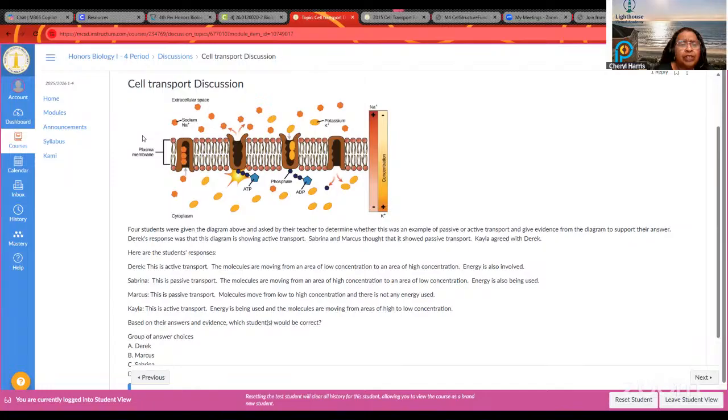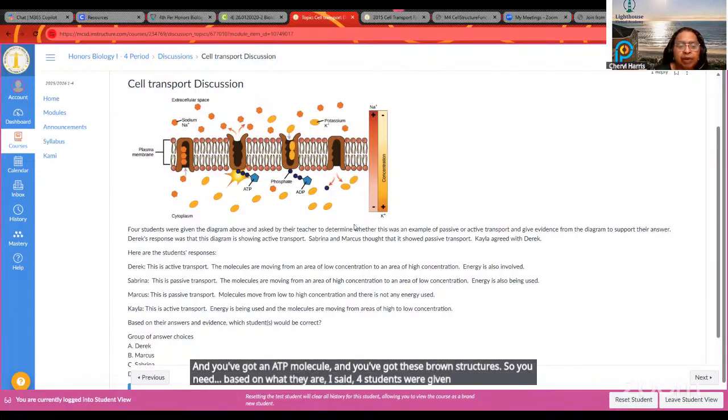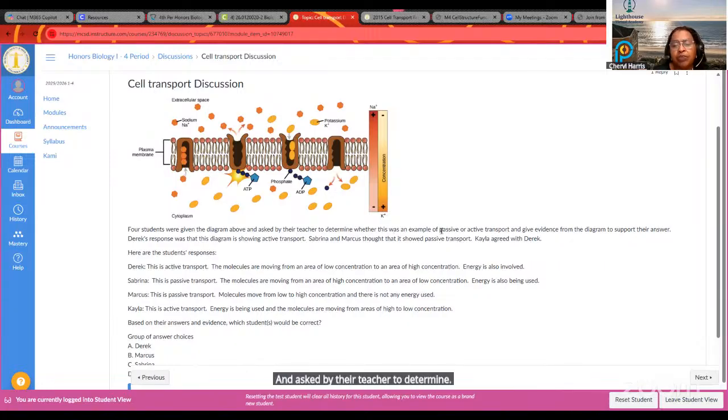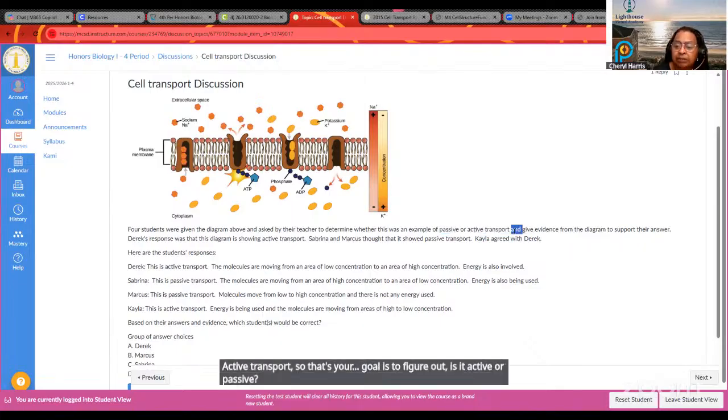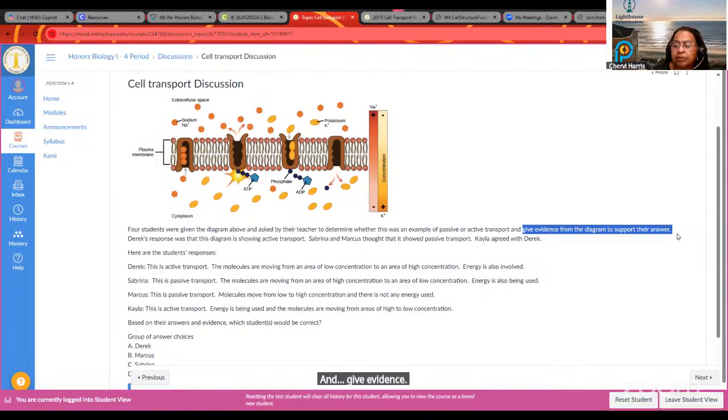Look at the arrows. This is a cell membrane. It's telling you about sodium, which is an ion, and potassium, and you've got an ATP molecule, and you've got these brown structures. So you need, based on what they are, it said four students were given the diagram above and asked by their teacher to determine whether this is an example of passive or active transport.